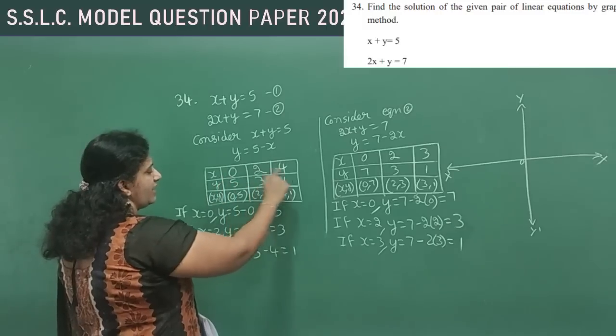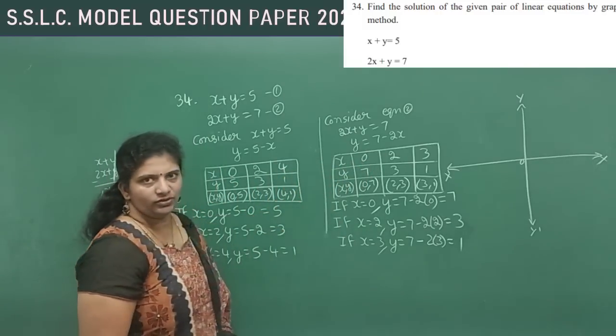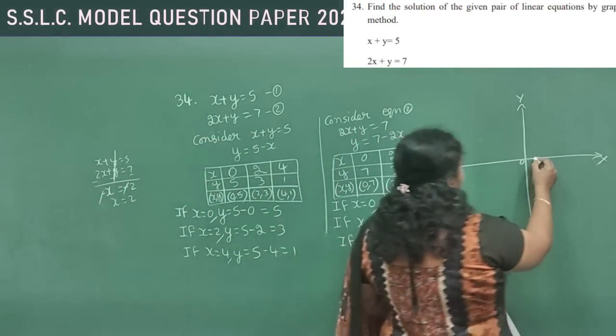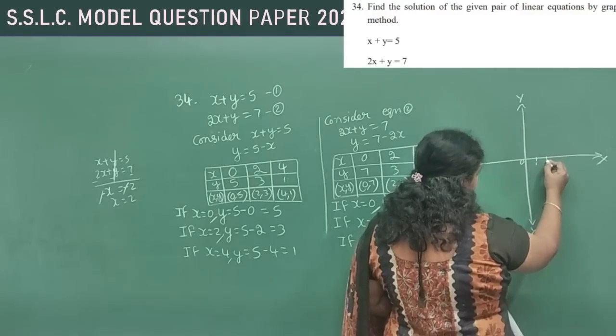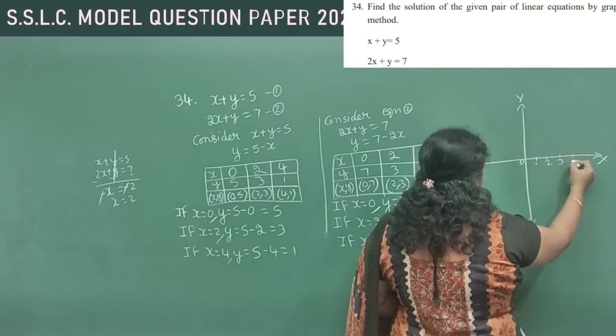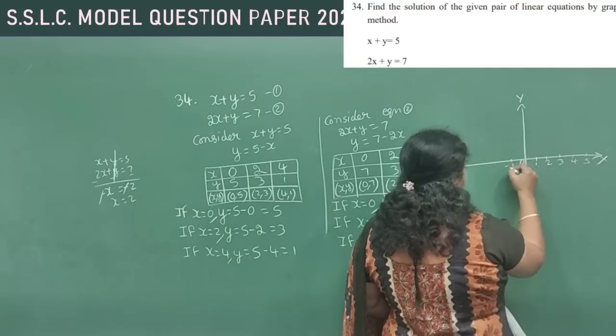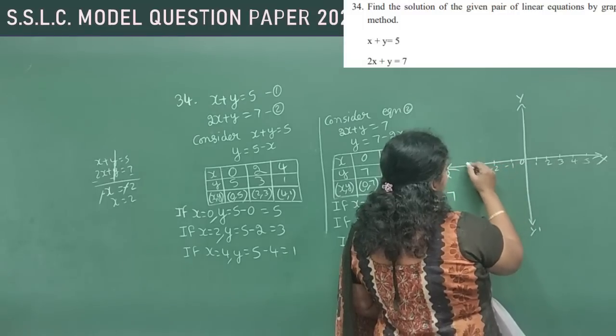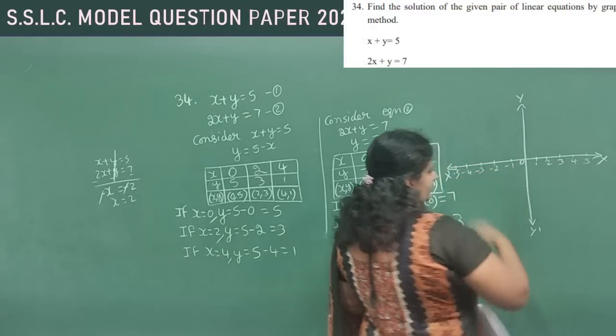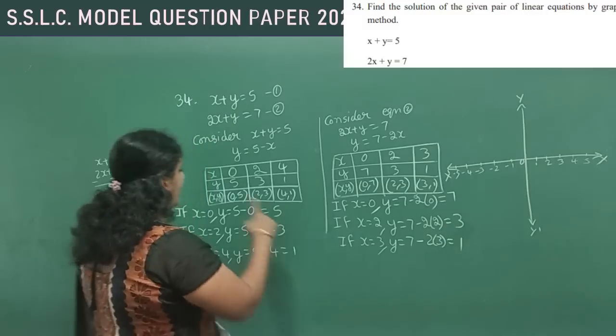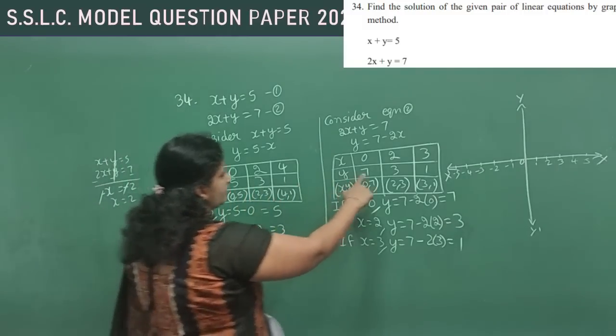Now, here how do you take scale? On x-axis, I can see up to 4. Right? So, I will take each centimeter is equal to 1 unit. 3, 4, 5 like this. And this side negative numbers. Minus 3, minus 4, minus 5. And now consider y-axis. 5, 3, 1, 7, 3, 1.